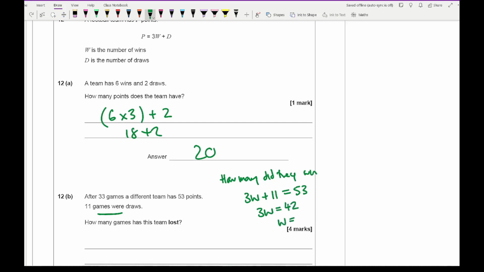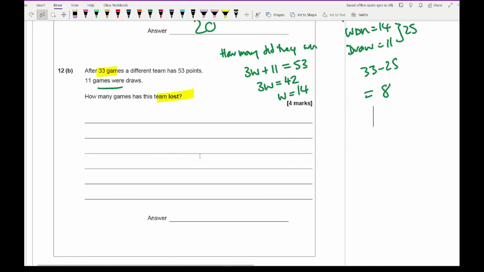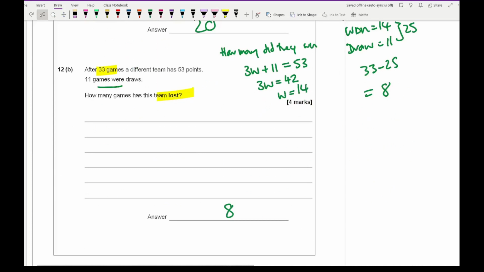So W equals 14. Now the question is not asking how many games did they win, it's how many games did they lose. They played a total of 33 games. The total equals 33, we won 14, we drew 11, so that's 25 and we lost 8. Answer that.